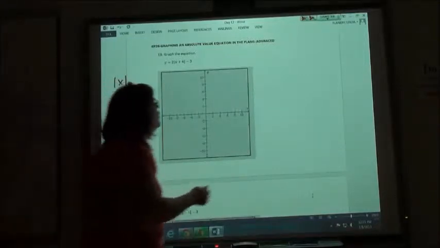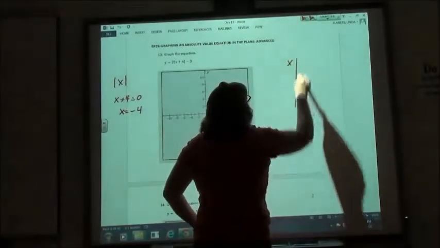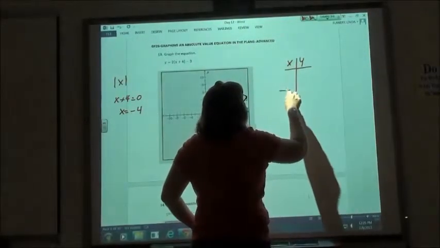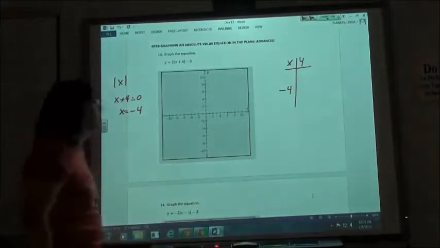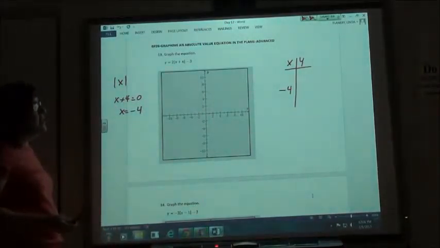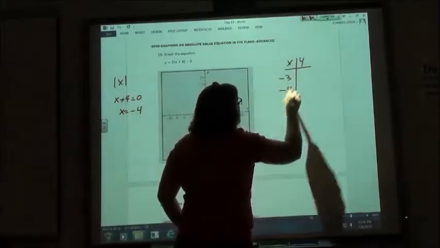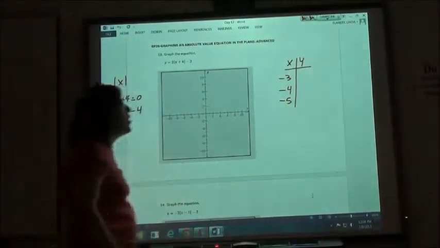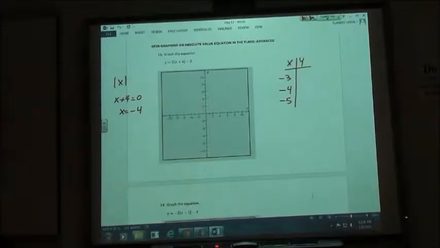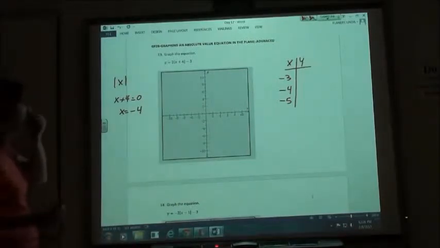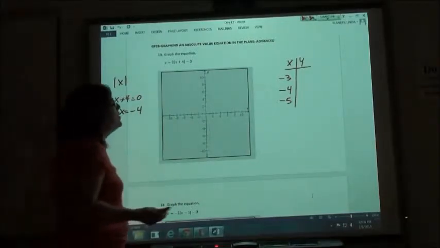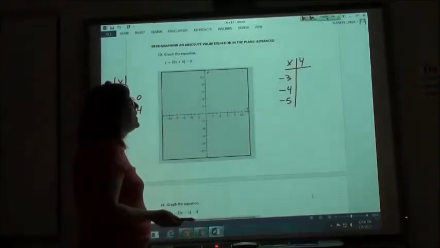So what they're going to do is they're going to make their table, and they're going to use negative 4 in the middle. Now, technically, you only have to have 1 point on each side, so they're just going to check negative 3 and negative 5 in order to draw their graph. You could do more points just to make sure your line's going straight, but they're just going to use those 3. So what they're going to do is plug those points in and solve.